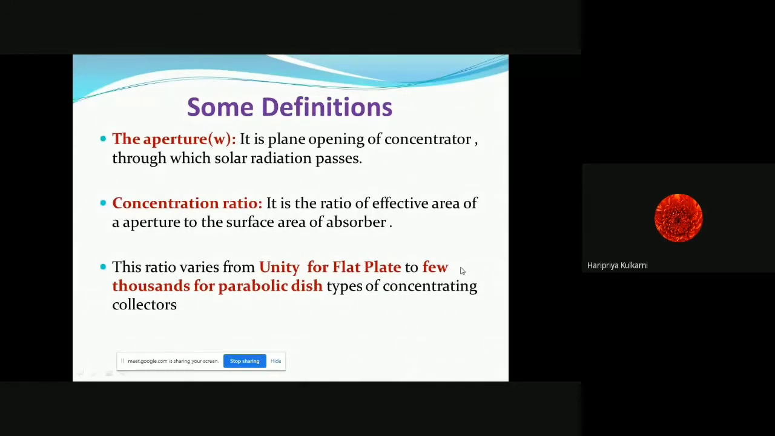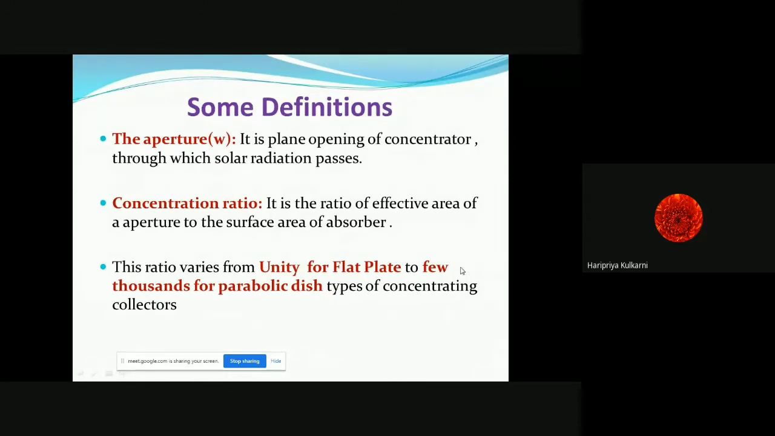The first one is the aperture. You might have covered it in physics during your 12th or during first year engineering. I'm just revising it. The aperture is actually the opening of the concentrator. For example, we have a flat plate collector which is exposed to the sun radiations at a rooftop. We are not providing any opening. The whole plate itself acts as an opening. So that is the aperture. It is a plain opening of the concentrator through which solar radiations pass.